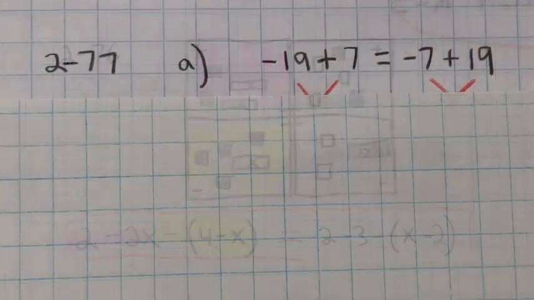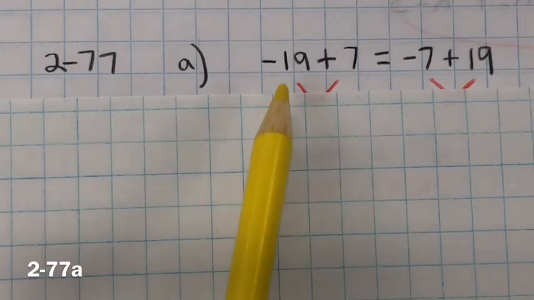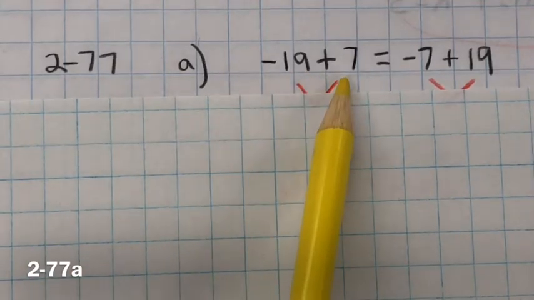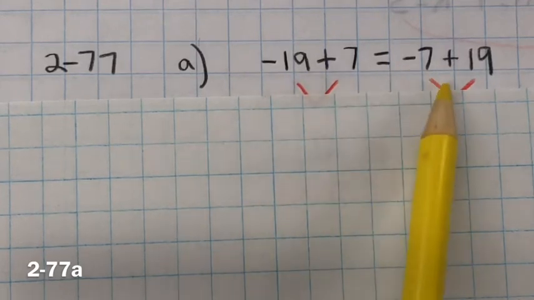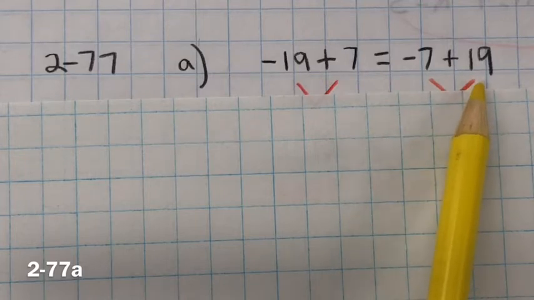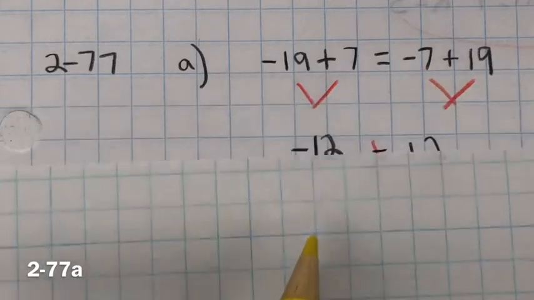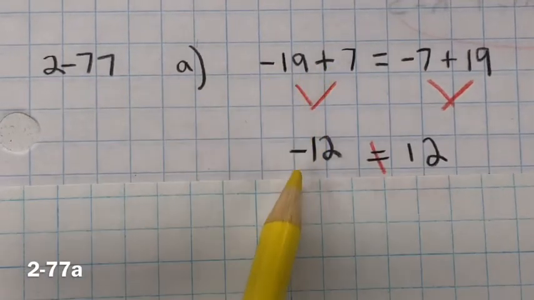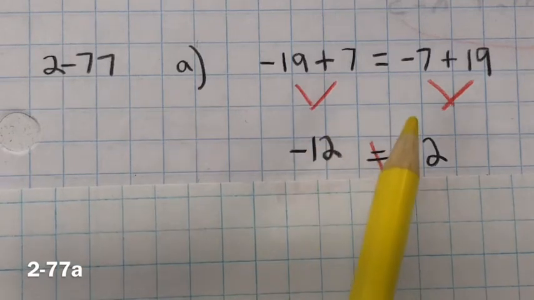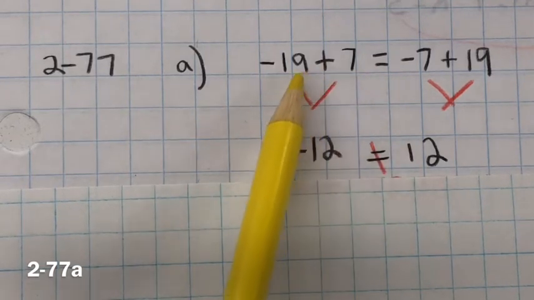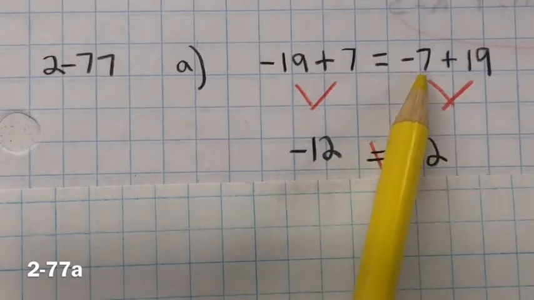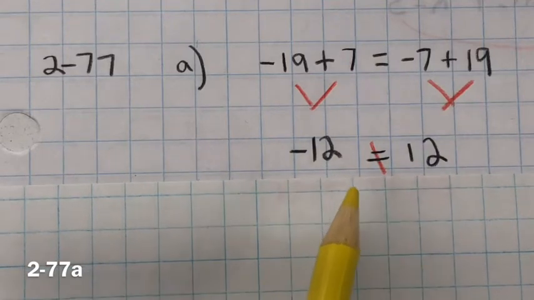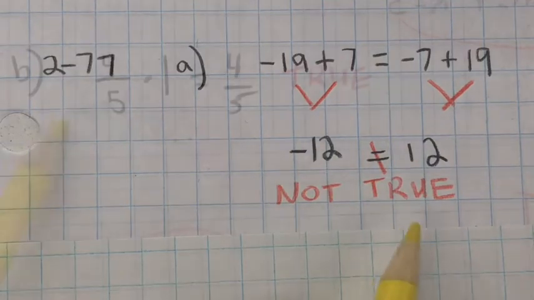Each statement is true or false. So we have negative 19 plus 7. So we know we're going to have more negatives than positives. And on the right side, we have a negative 7 and positive 19. So on the right side, we know we're going to have more positives than negatives. But negative 19 plus 7 equals negative 12. More negatives than positives. Signs are opposite, so you subtract. 19 minus 7 is 12, so it's negative 12. Here, 19 minus 7 is a positive 12. So these do not equal. It's not true.